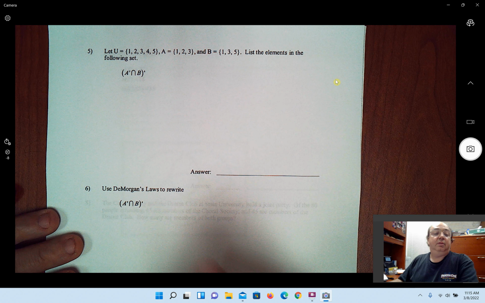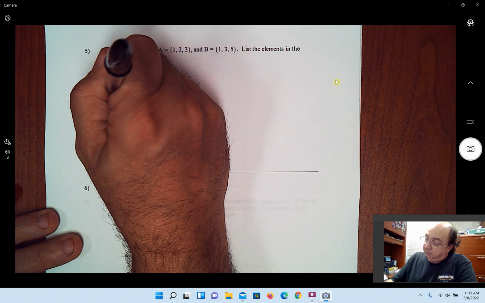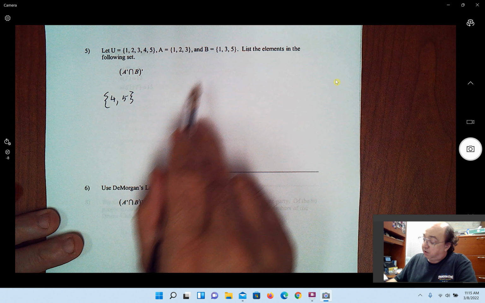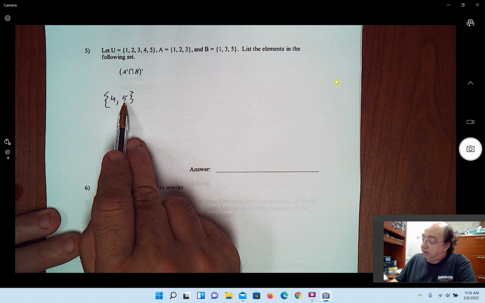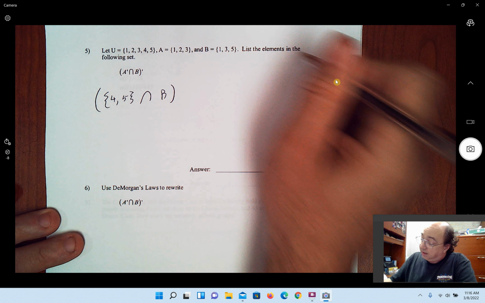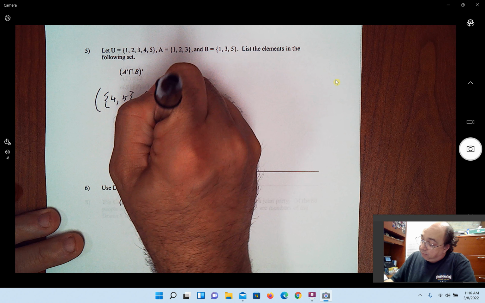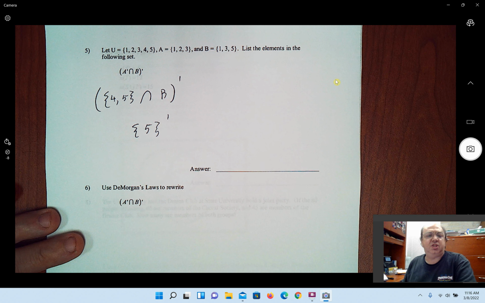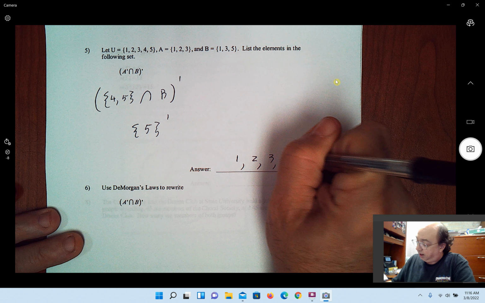Number 5, well, here we want A complement intersected with B. Well, A complement, that was 4 and 5. The intersection, so I've got to look at B, and I've got to look at this, and I want the elements that are common to both. So when I do the intersection of these two, that's going to give us just the element 5. And we want the complement of that. So we want everything from the universe except for the 5. So that's going to be 1, 2, 3, and 4.